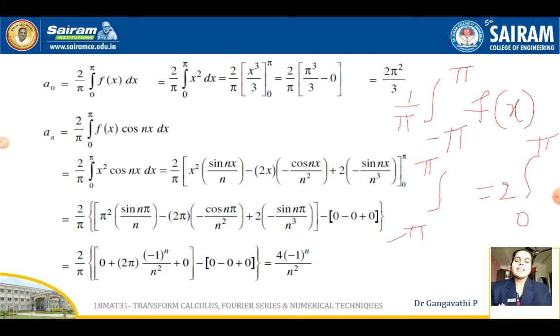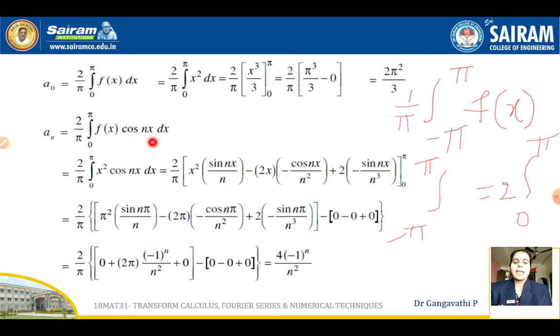For an, again the formula is 1 by pi integral minus pi to pi f of x cos nx dx. Now let us make a substitution for f of x. We have already checked that f of x is an even function. And we also know that in the interval minus pi to pi, cos nx is also an even function. The product of two even functions is even again. Therefore, the entire integrand is an even function. So when the entire integrand is an even function, the integral from minus pi to pi can be written as 2 times the integral from 0 to pi. That is how we got the formula for an as 2 by pi integral 0 to pi f of x cos nx dx.